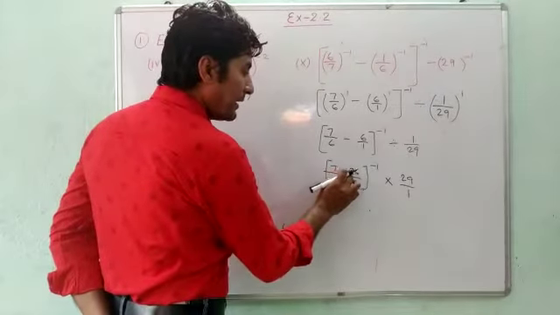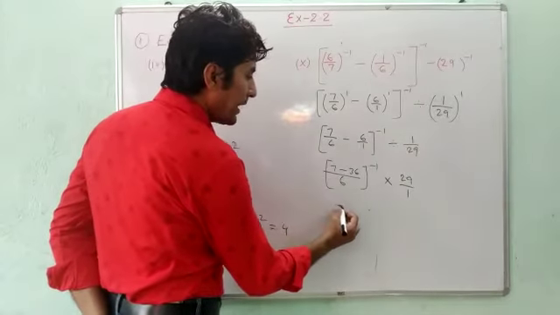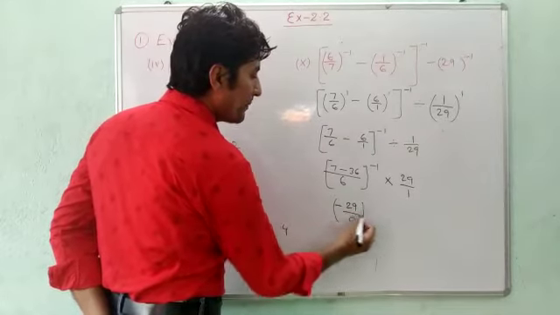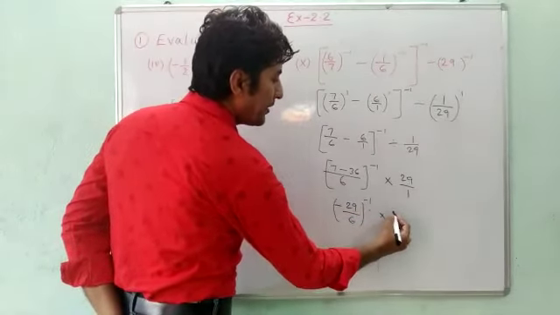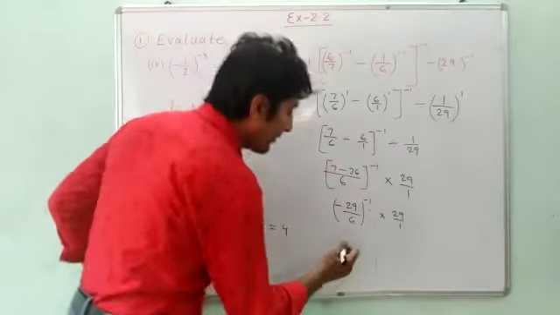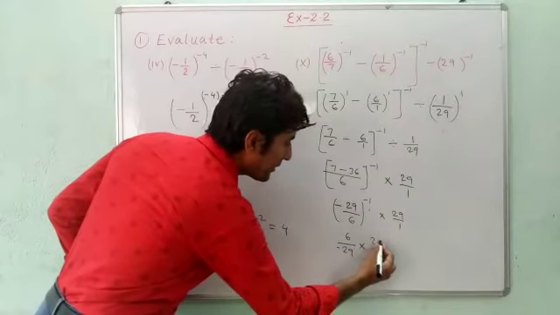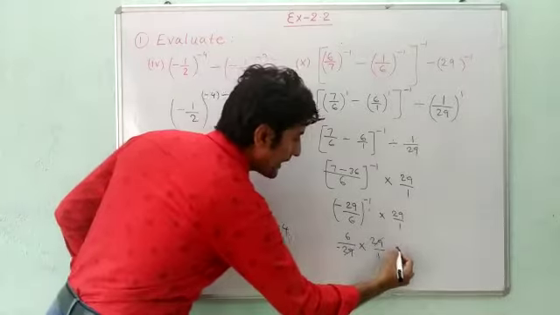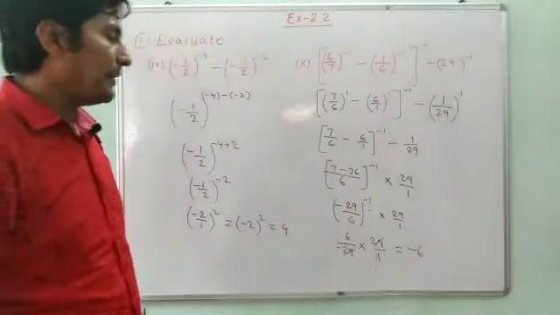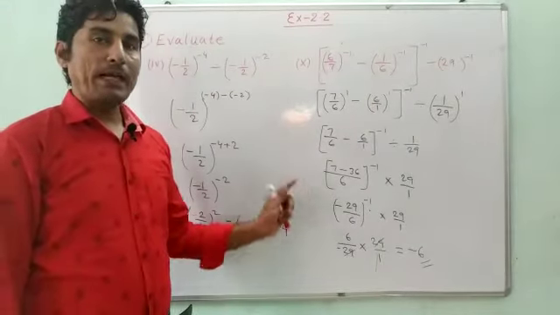Now -36 plus 7, the result is equal to -29, divided by 6, whole to the power -1 is there, multiplied by 29/1. Since we are having the negative exponent, we can convert it into the positive exponent, like 6 upon -29 multiplied by 29/1. Now 29 cancels, finally we are having 6. Since we are having the minus sign, we can write here minus. So the final solution for this question is -6.